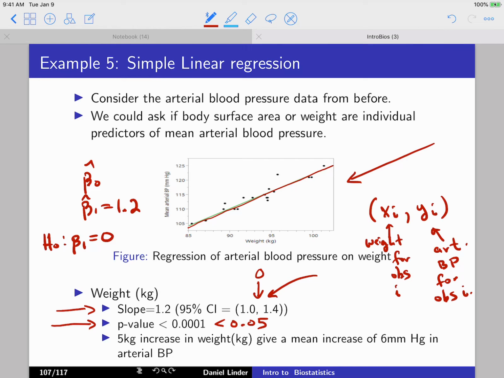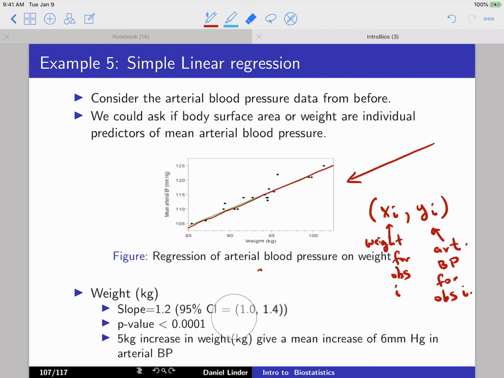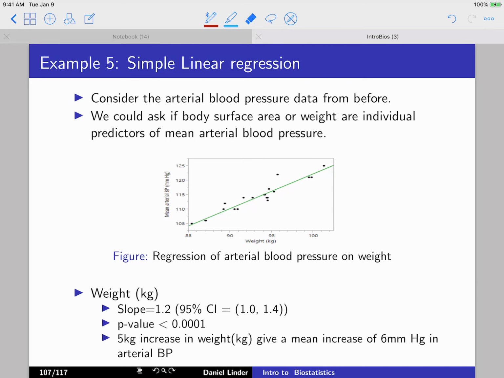So let's take some of this away. What that would mean is, let's just say we increase weight by 5 kilograms. Well, that would lead to a mean increase of 6 millimeters of mercury in arterial blood pressure. How did I come up with that? Well, I just multiplied this slope by an increase of 5 kilograms. So 1.2 times 5 would give a 6 millimeters of mercury increase in arterial blood pressure.